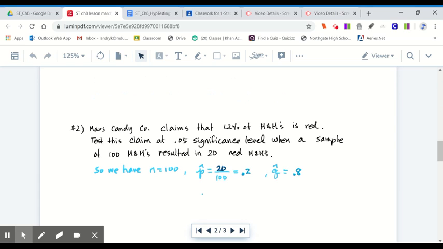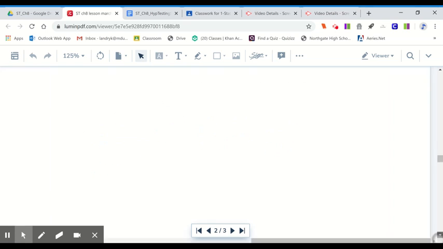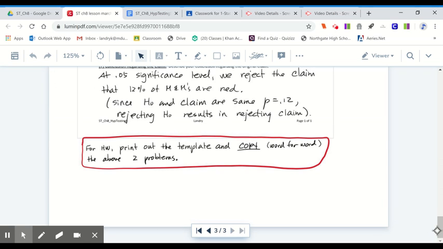Sample proportion, p hat, is 20 over 100, which is 0.2. And q hat then is 1 minus 0.2, which is 0.8. And those are the numbers in addition to our claim, 12%, and 0.05 significance level, which is the same as what we had before. Okay, so scroll down to my template.